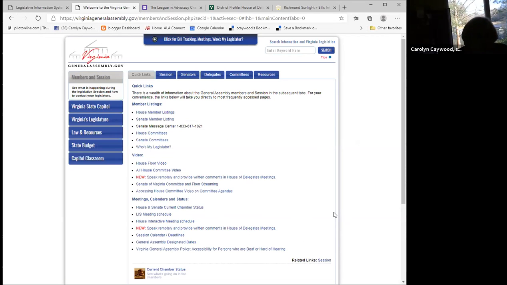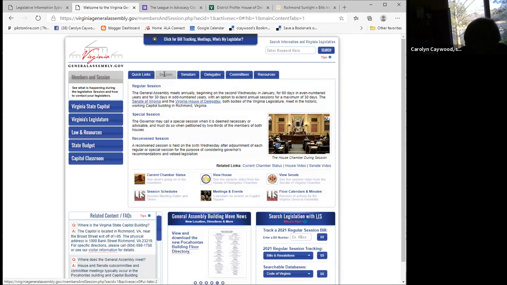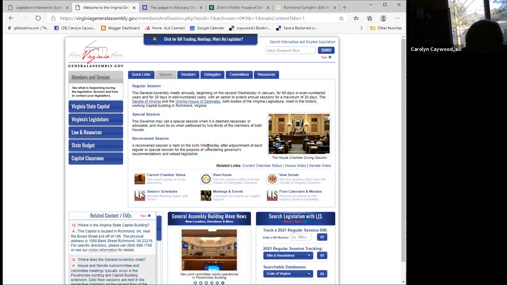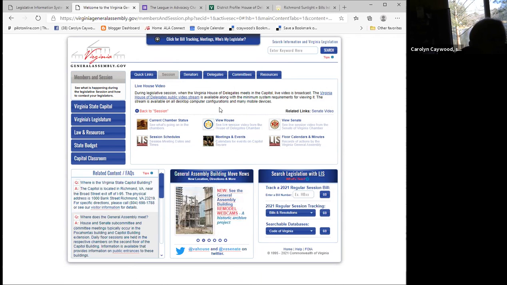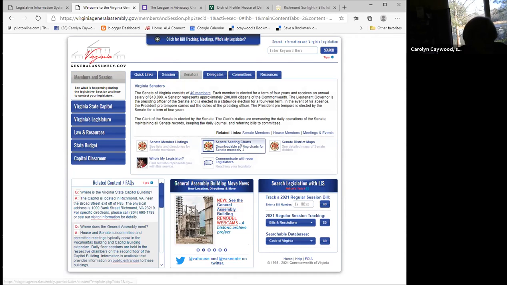There is so much on the General Assembly site that I urge you to take time, when you have time, to simply explore. It's not relevant this time. But they actually have on here somewhere seating charts. There.